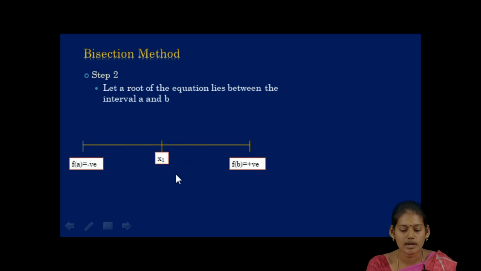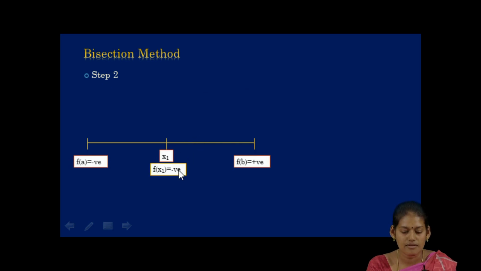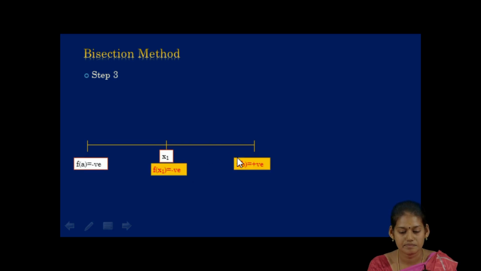So, how to calculate the point x1? x1 is nothing but the midpoint of a and b. The midpoint is a plus b divided by 2. Now again we calculate the function value of x1, that is f of x1, which is also negative. So, f of x1 and f of b are of opposite signs, so the root lies between x1 and b.